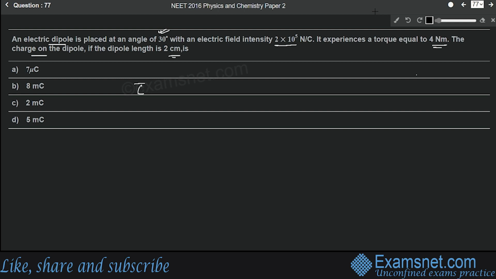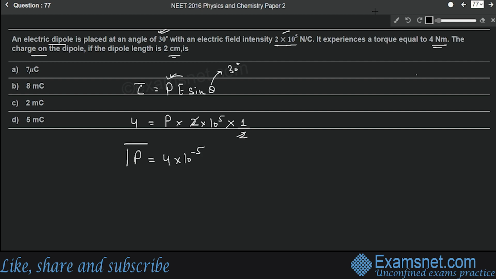So we know that the torque is equal to PE sine theta. Torque is given as 4 Newton meter. The P, that is the dipole moment, is unknown. Electric field intensity E is given as 2 into 10 to the power 5 Newton per coulomb, and theta is 30 degree here. So sine 30 degree means half. So 2 and 2 cancelled. So we can say that the dipole moment P is equal to 4 into 10 to the power minus 5.